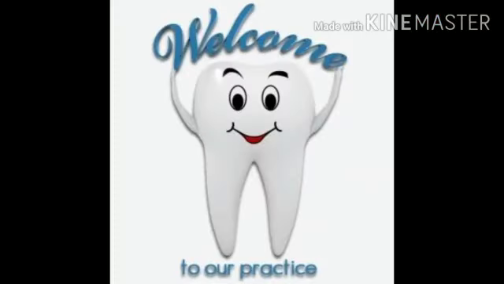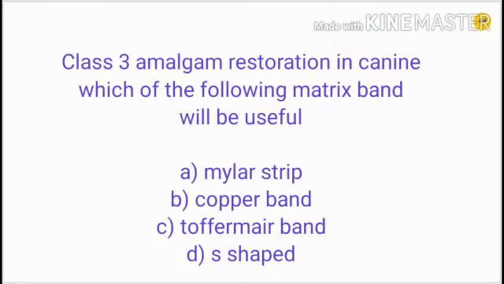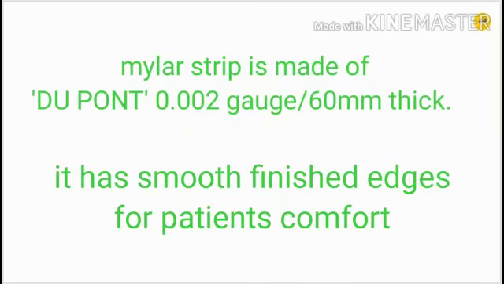So let's start. So here comes our first question. For a class 3 amalgam restoration in canines, which of the following matrix bands will be useful? Mylar strip, copper band, Tofflemire band, or the S-shaped band? The answer is S-shaped band.